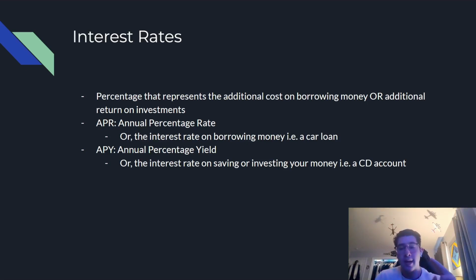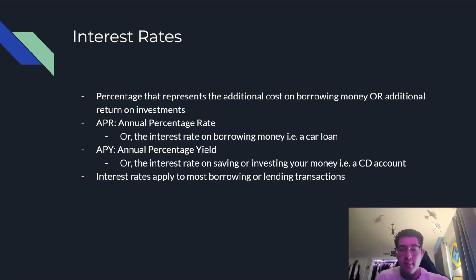It's important to keep in mind that APR and APY are two different things. APY is good. APR is bad. You want a low APR and a high APY. Now, interest rates apply to most borrowing or lending transactions. So either you're borrowing money from the bank or you're lending money to someone, probably going to be lending money to a bank. And here are just some pictures.